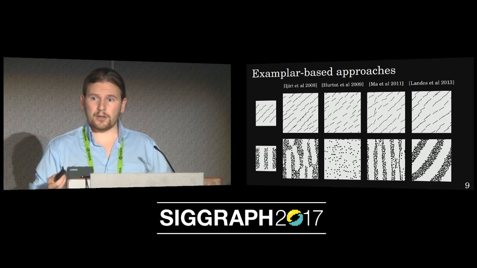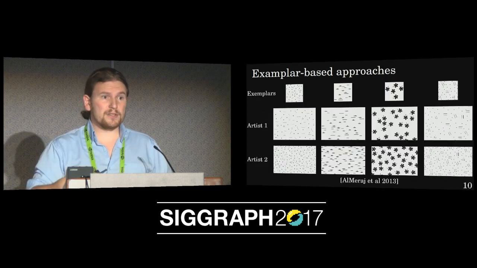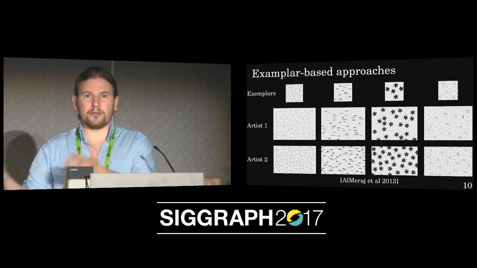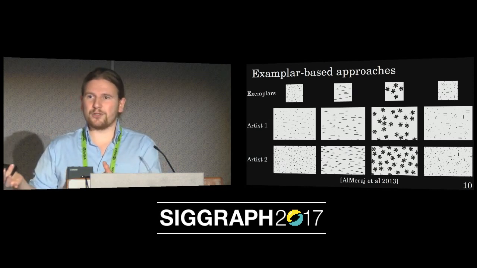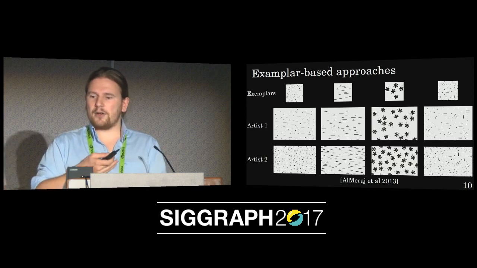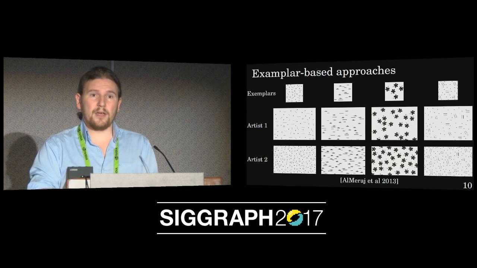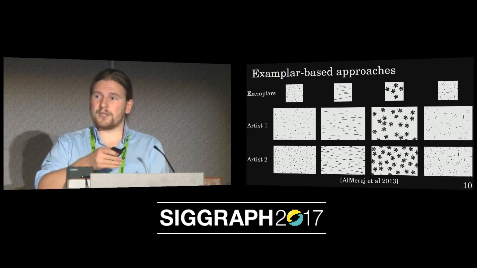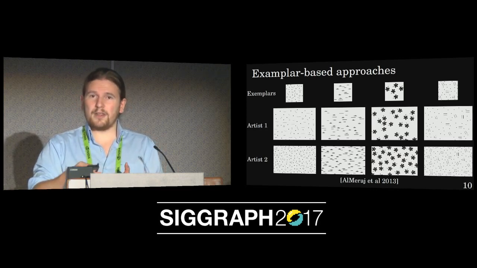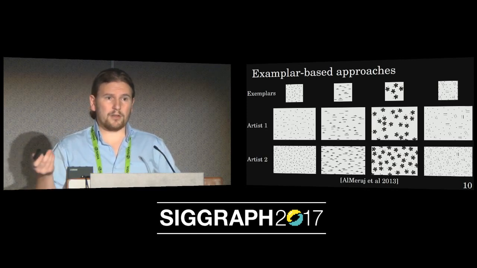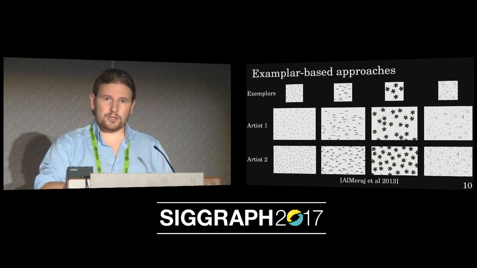And the second problem is even users disagree about how a texture can resemble another texture, so how the output should resemble the input. A very good study by Mizraj and colleagues in 2013 proved that. So it's very difficult to build a single by-exemplar method that will satisfy everyone. So that's it for the previous work in element texture generation.